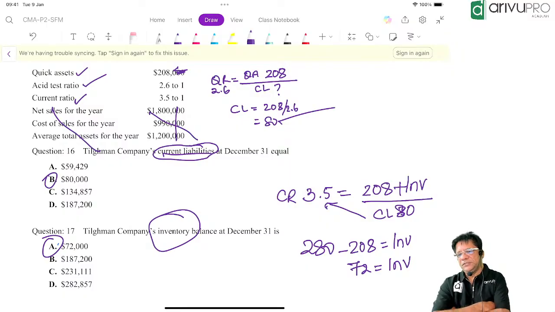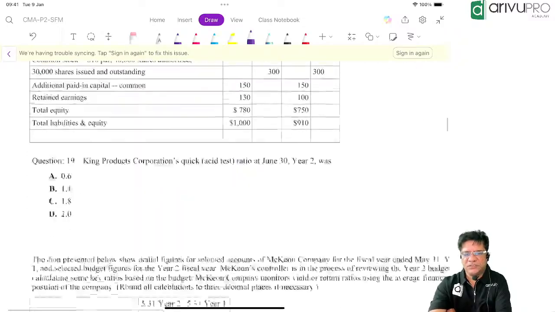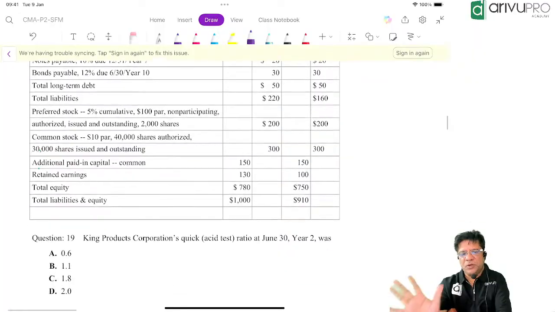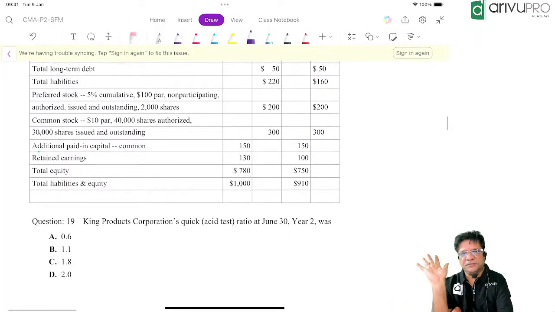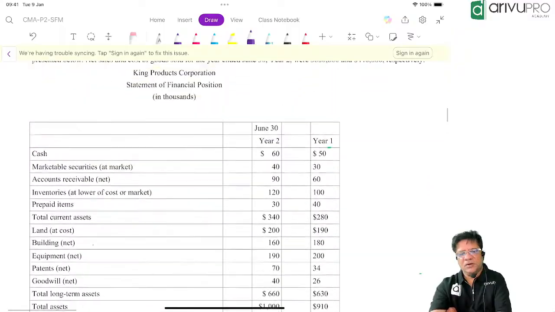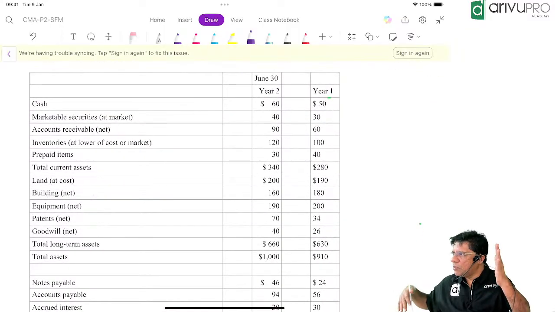Missing information. Got it. These are all direct questions. It looks like they have given you the entire balance sheet simply to confuse you. Entire balance sheet, they are asking what is it? Quick ratio. Instead, they just give you a long question. But what do we want?